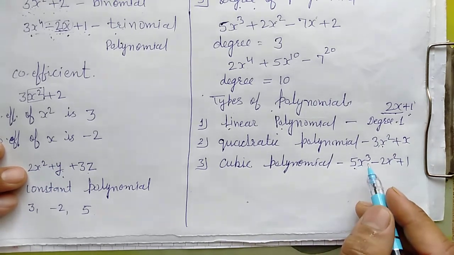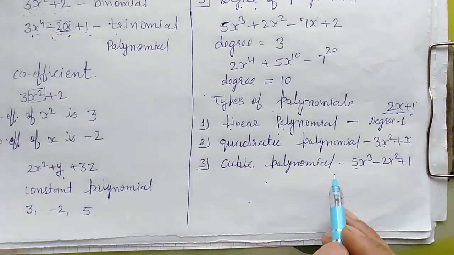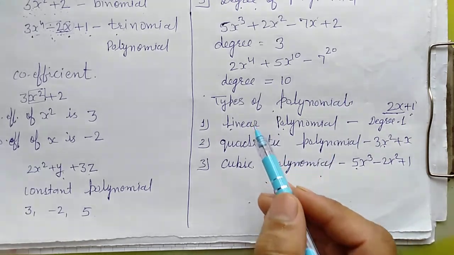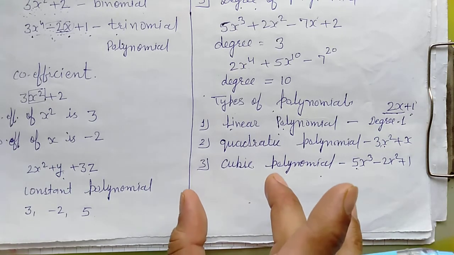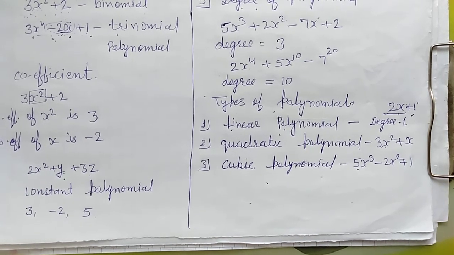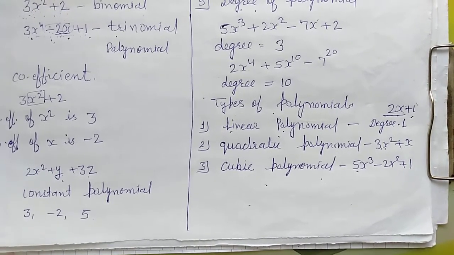The solution of these polynomials and expressions depends on their degrees, whether they are linear, quadratic or cubic. So whenever you are talking about the type linear, quadratic and cubic, first see the degree, and that depends on degree only. 3 means cubic, 2 means quadratic and 1 means linear.